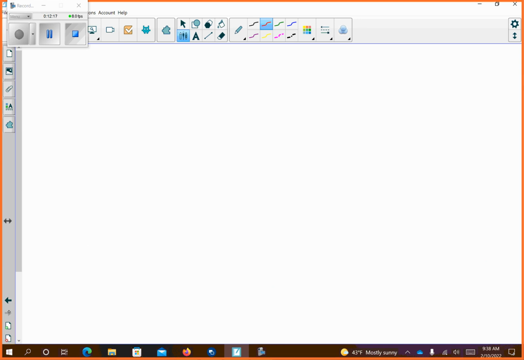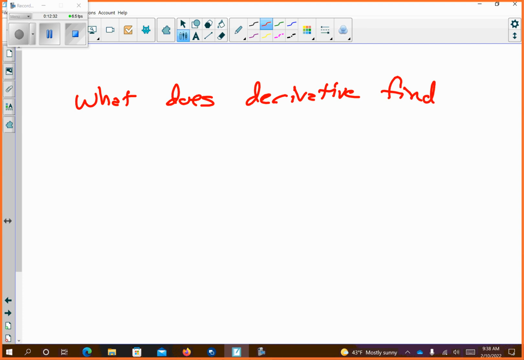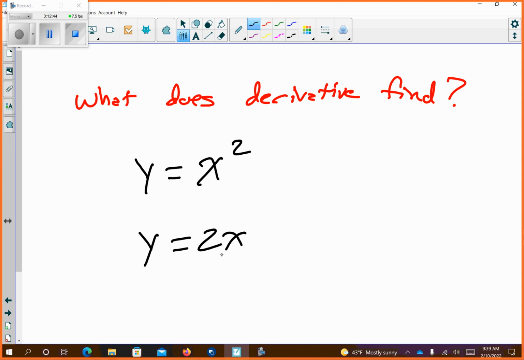All right. So let's think for a second. What does a derivative find in its simplest term? What does a derivative find? So if we did y equals x squared, and I took the derivative, I'd get 2x. What does this derivative really find? Well, let's pull up Desmos and see what happens with it.